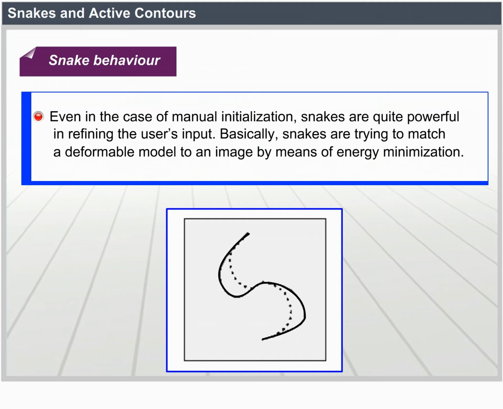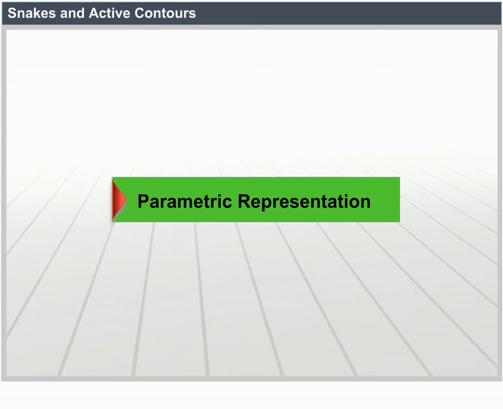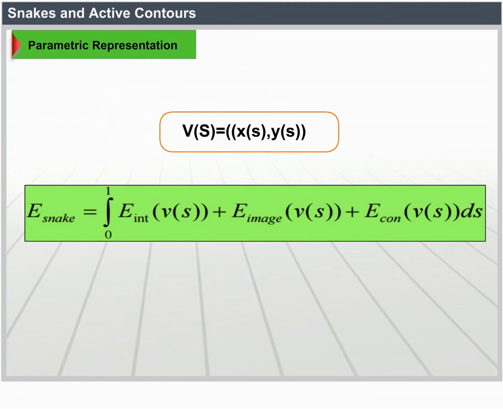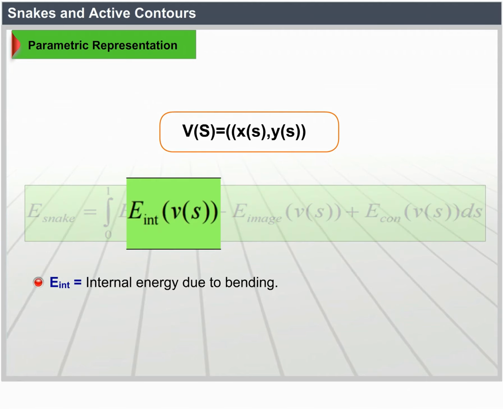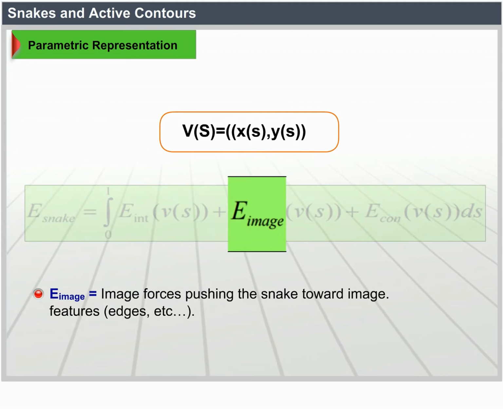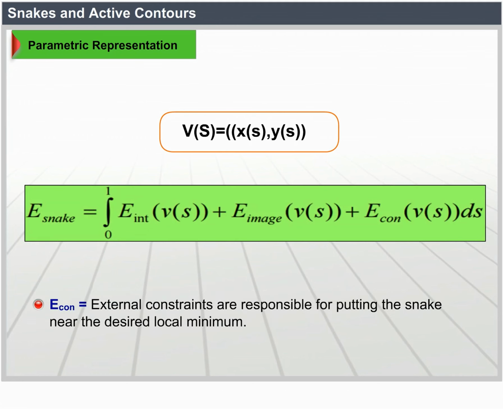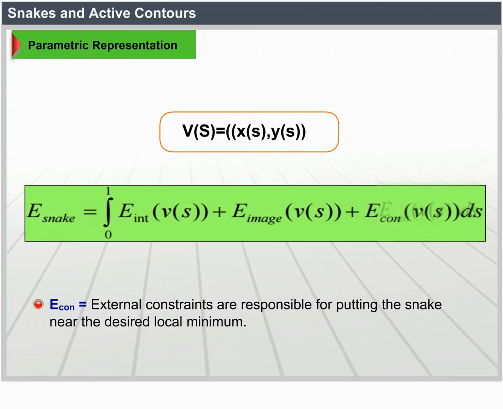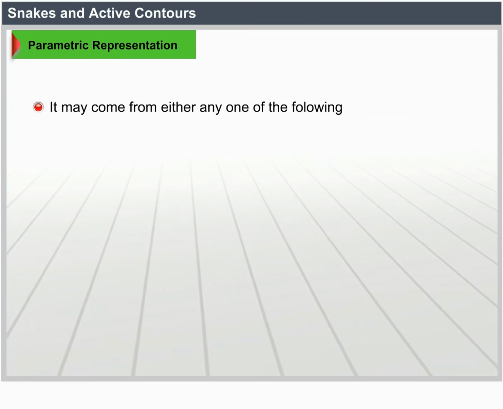Parametric representation. V of s equals x of s, y of s. The snake parametric representation is given on the screen. E int stands for internal energy due to bending, which serves to impose a piecewise smoothness constraint. E image stands for image forces pushing the snake toward image features, edges, etc. E con is the external constraints, responsible for putting the snake near the desired local minimum. It may come from higher level interpretation, user interaction, etc.